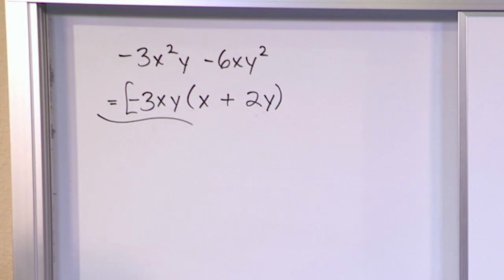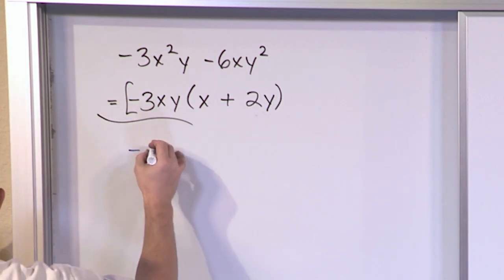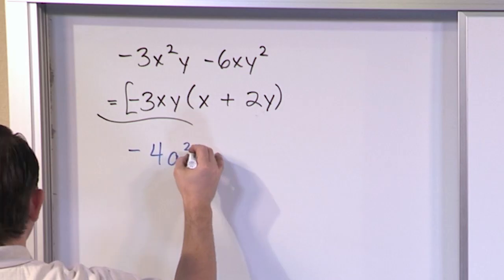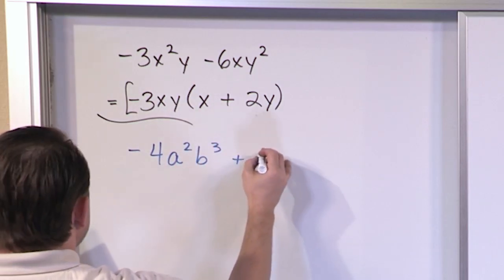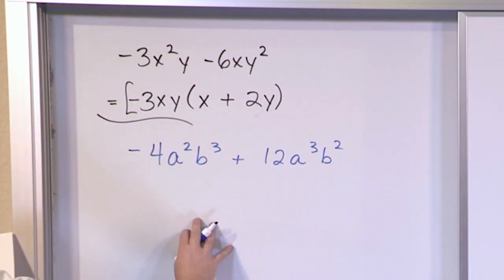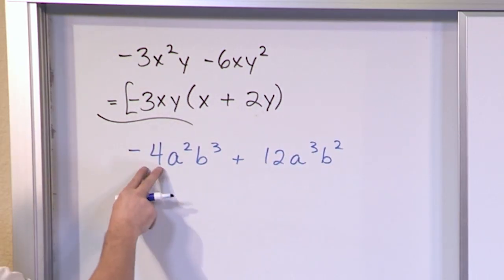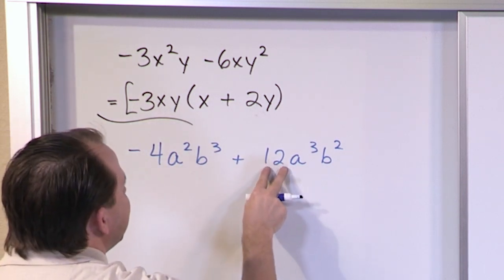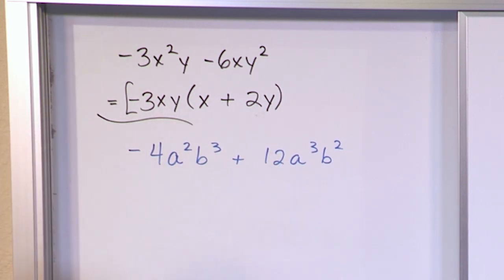Okay, now let's say you have -4a squared b cubed plus 12a cubed b squared. And we want to pull out the greatest common factor. So I have a 4 here and a 12, but I know inside of this 12 is a 3 times 4. So I know that 4 is common to both.